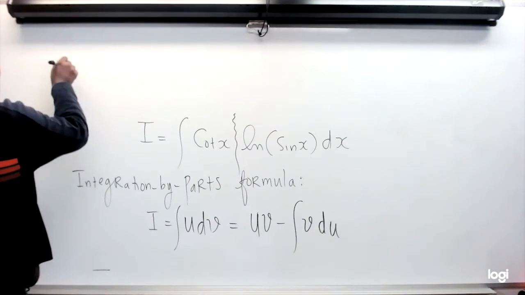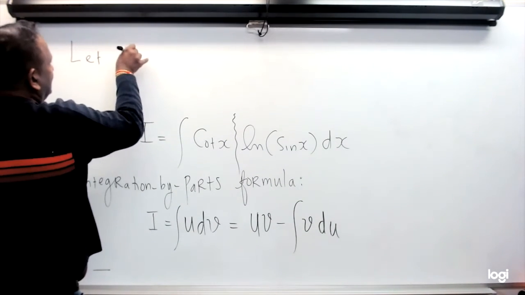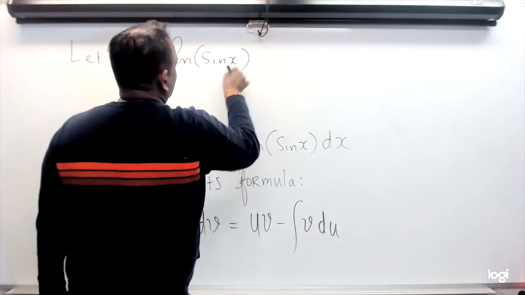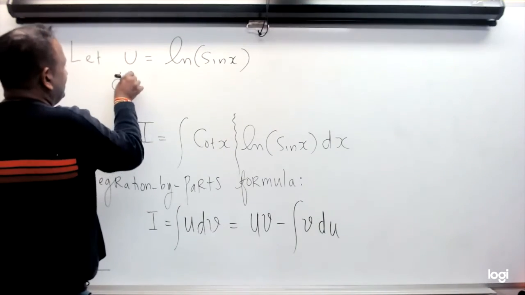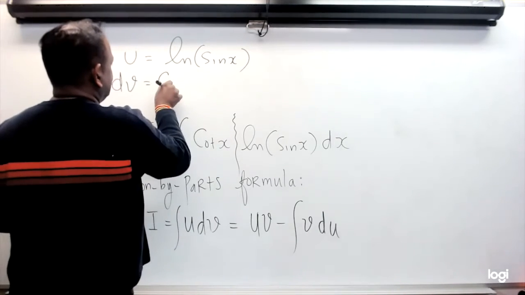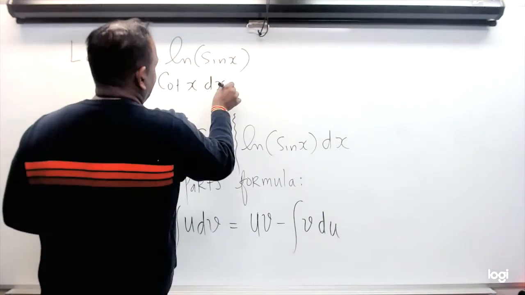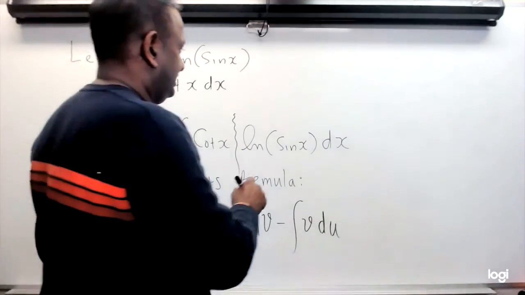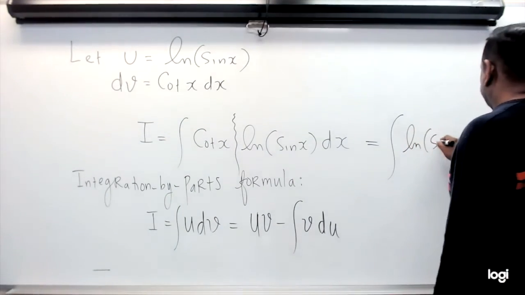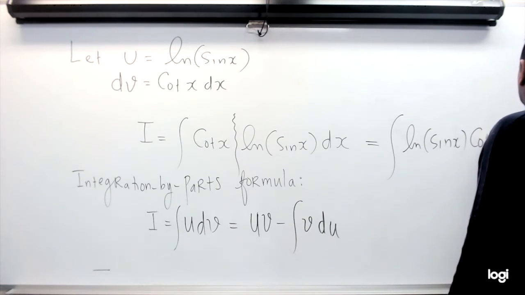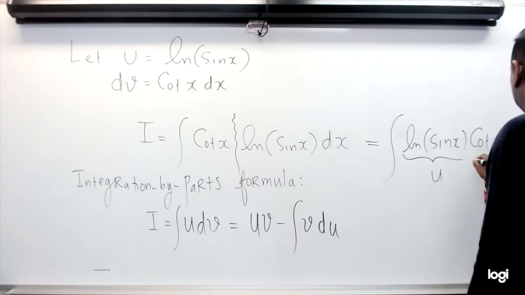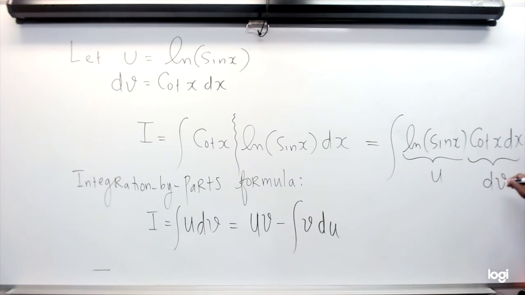So I'm gonna say let u be ln sine x, dv would be my cot x dx. That's how I did. Or the way that we had earlier, if you wanna write like that, you see, ln sine x cot x dx. See, this part is u, this whole thing is dv.